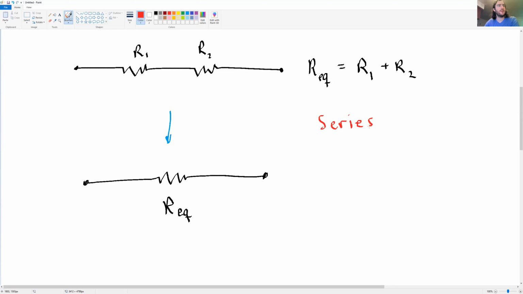You probably have noticed already, you've done a lot of problems on this, that resistors and capacitors are kind of opposite in terms of the formulas that you use, right? So capacitors in parallel add, but it's resistors in series that add. Capacitors in series, it's 1 over the reciprocal to get the equivalent, and for resistors in parallel, it's 1 over the reciprocal to get the equivalent. So capacitors and resistors are opposite in terms of which formulas you use for parallel and series. So this is a series combination only.